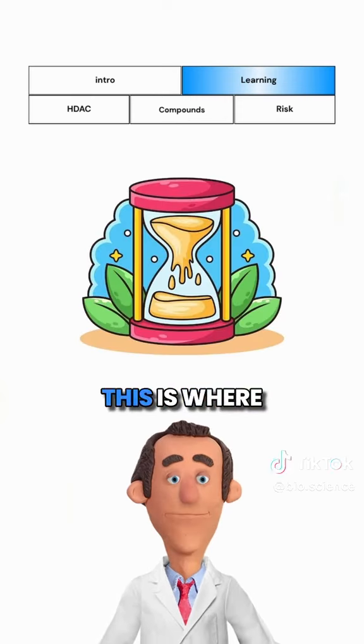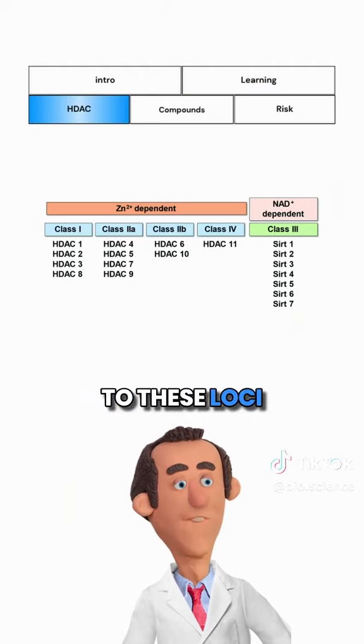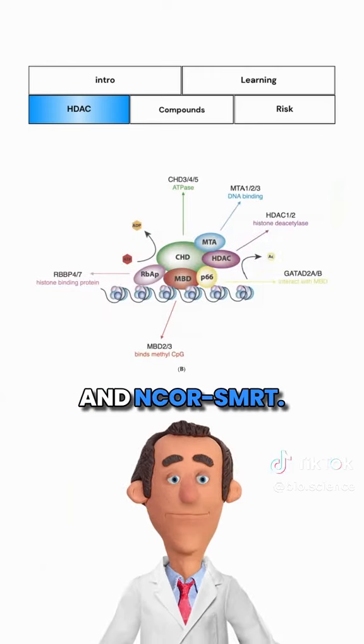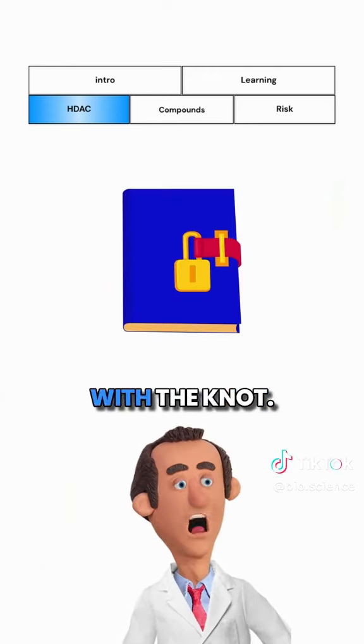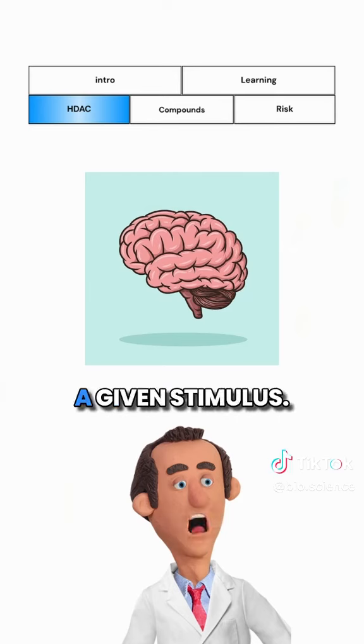Why is it so brief? This is where HDACs come in. Especially class 1 HDACs are rapidly recruited back to these loci via multi-protein corepressor complexes like SIN3A, NuRD, and NCoR/SMRT. They attempt to reclose the notebook and restore the band with the knot. This biochemical feedback limits the duration and magnitude of the transcriptional response to a given stimulus like learning.